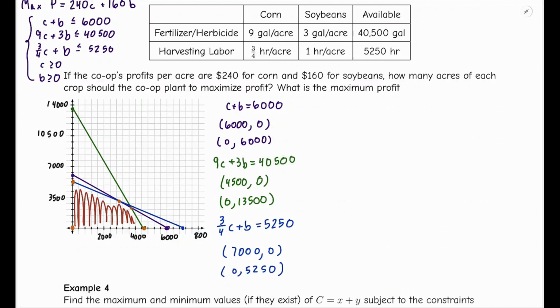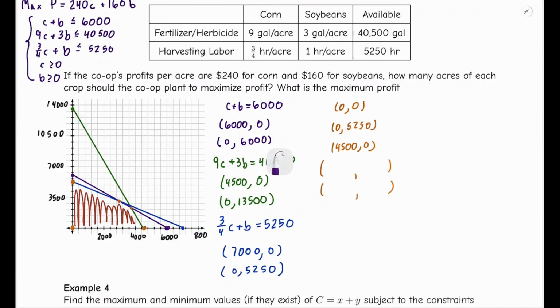I'm going to just start with the easy vertices. This is the origin, so that's 0, 0. This is the b-intercept of the blue line, so that's 0, 5,250 because we already found it. And then this one is the x-intercept of the green line, which is 4,500, 0. Which means we just need where the blue and purple intersect and where the purple and green intersect. Those will be our 2 points that we find. Actually, let me leave a little bit more room. There we go.